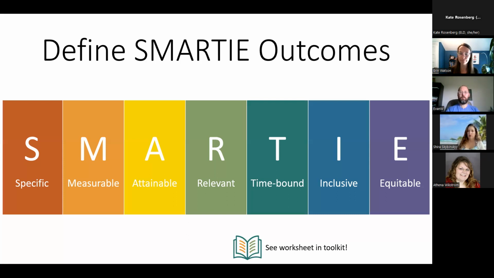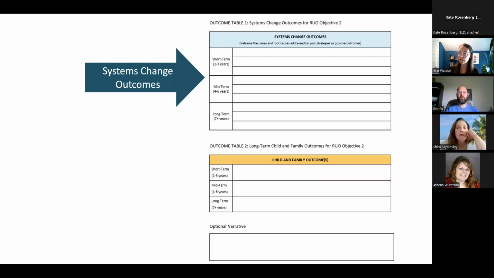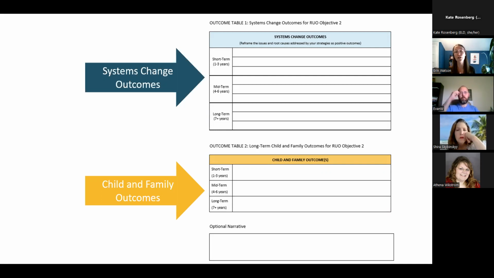Okay. Those outcomes in that template, there's a couple tables at the end. Systems change outcomes related to your root causes go in the blue section. Child and family outcomes go in the goldenrod section. And again, those child and family outcomes are most likely going to be more long-term, although there might be some initial changes that happen in the shorter term. Okay, woo, that was it, guys.